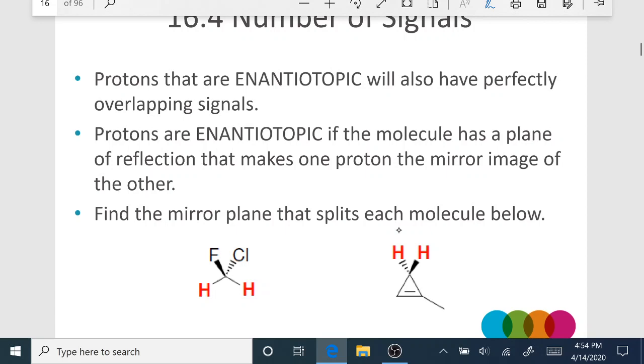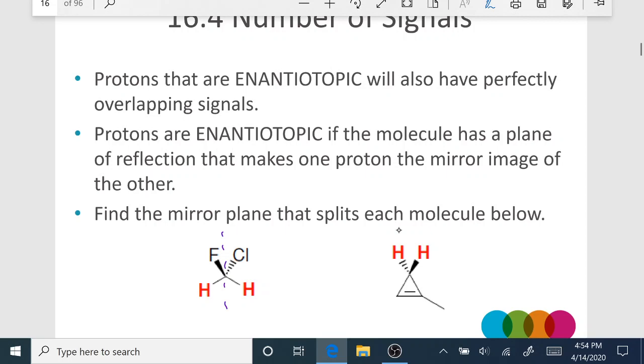You're not going to be able to see a difference in NMR. Also, if they're enantiotopic, they're going to give you the same signal. You're not going to see a difference in NMR. So protons are enantiotopic if they have a plane of reflection that makes one a mirror image of the other.